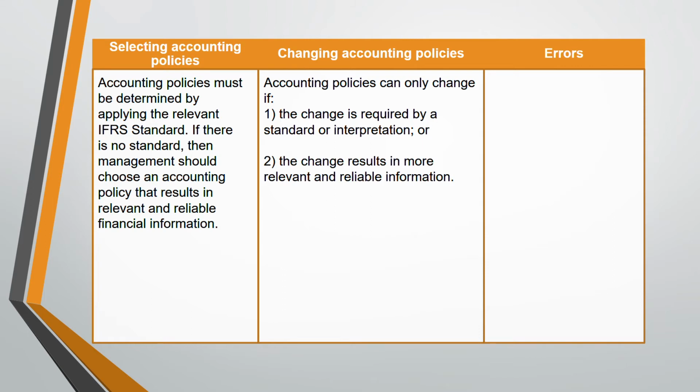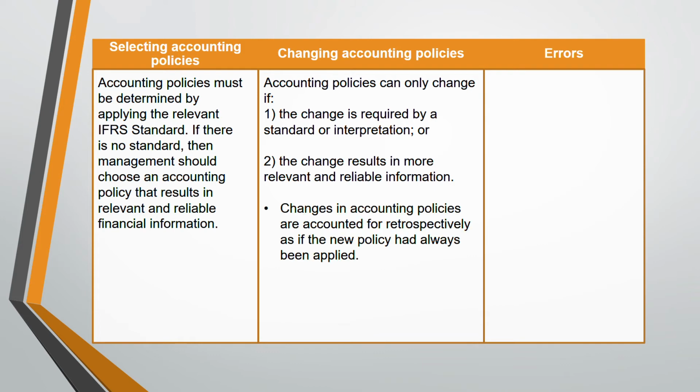Number two, the change is needed because it means more reliable and relevant information will be presented. You may feel that, according to the old accounting policy you have been using, the information you're presenting is not relevant for that situation and not reliable either. In that condition, you can change the accounting policy. So the two conditions are: required by the standard, or results in more relevant and reliable information. Then you can change accounting policy.